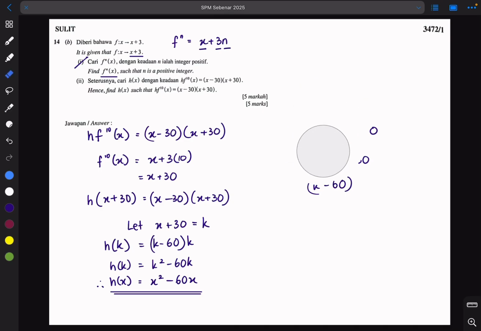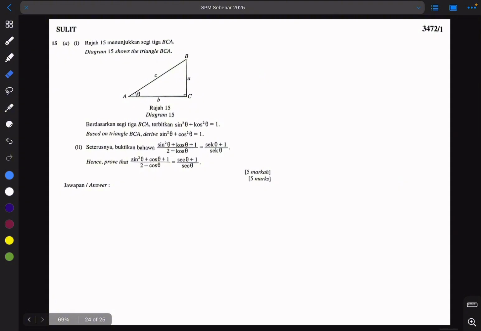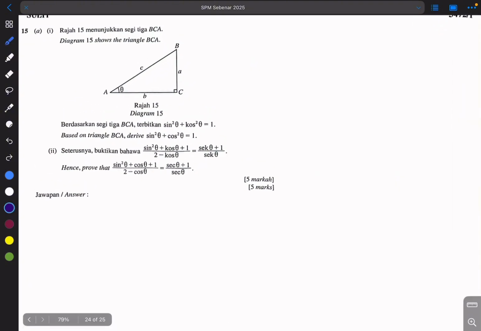Right. Next question. Last one. Based on triangle BCA, derive sine squared plus cos squared is 1. Okay, so this is a right angle triangle. So the first equation for a right angle triangle, you must know a squared plus b squared equals c squared. This is Pythagoras theorem. This is one of the information we know here.